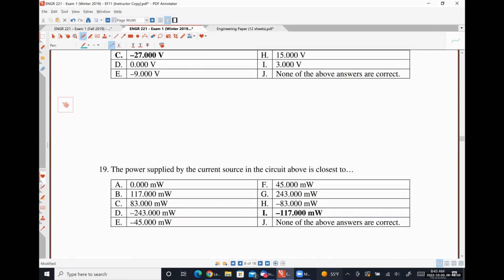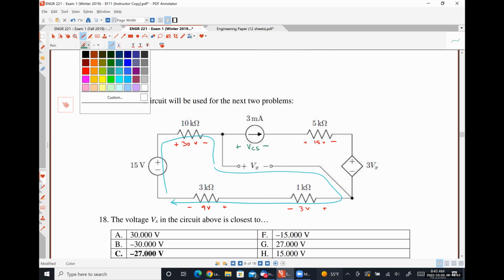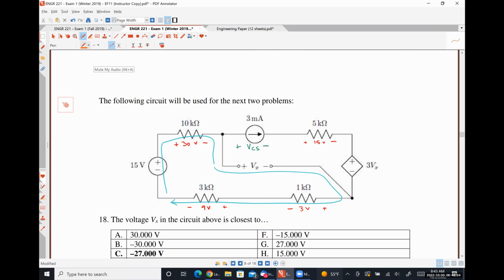And for number 19, the current flowing through the current source. So let's call this VCS. We cannot just assume it's 0. Now that I know what the Vx is, I can write a KVL equation around this loop to find the voltage drop across the current source, and then that voltage drop times the current gives me the power.